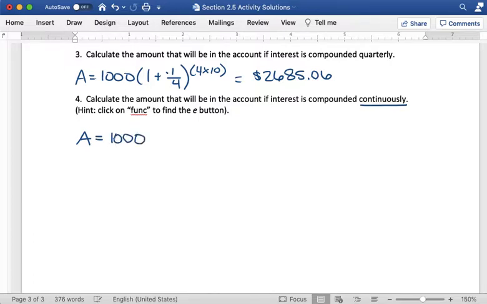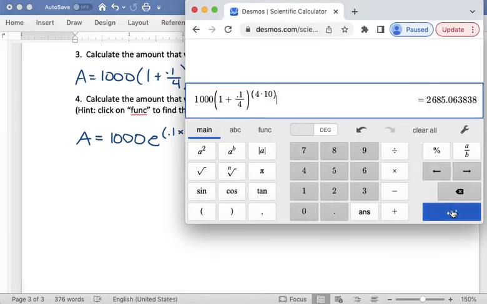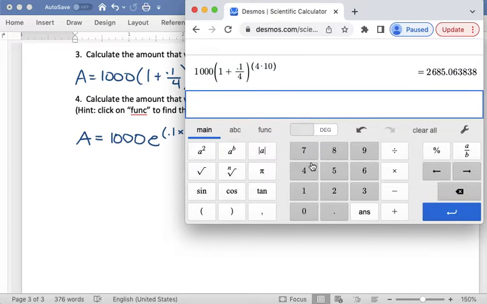So I'm still plugging in 1,000 for P. Then I'm going to have the E. And remember, E is not something you're plugging in for. It's a constant. My interest rate is the 0.1 or 10%. And then my time here is 10 years. And again, I'm putting parentheses around my exponent there. So to plug this into the calculator, I'm going to start a new row here. I'm going to enter 1,000.